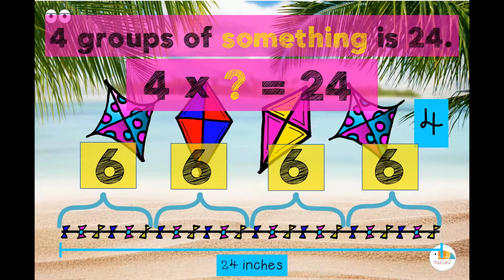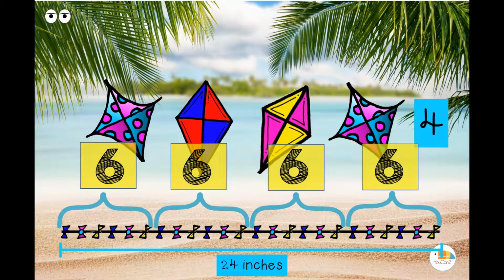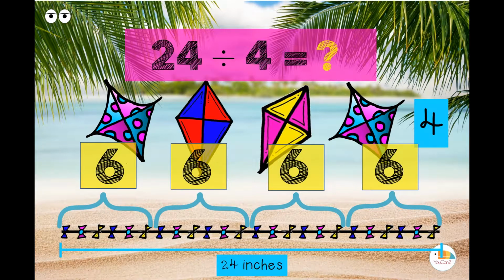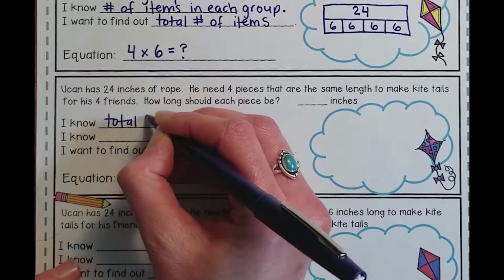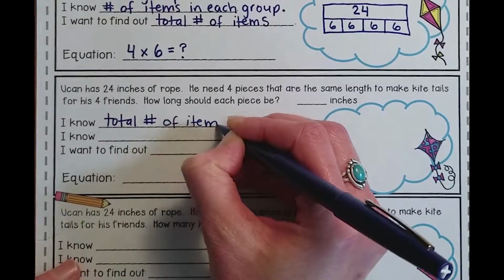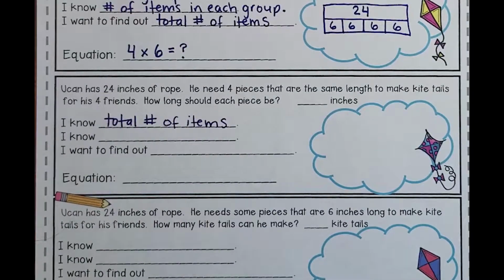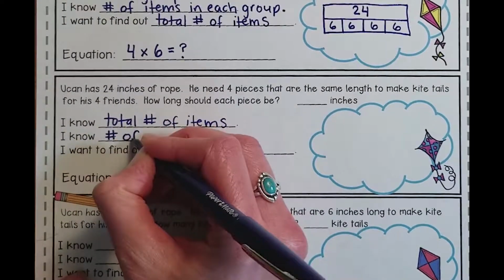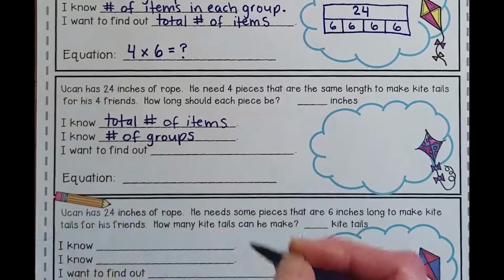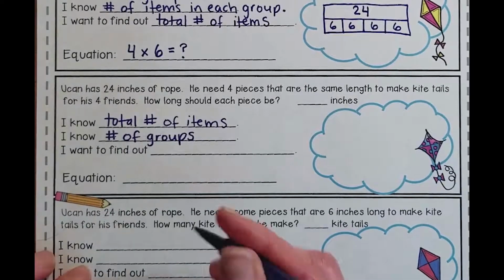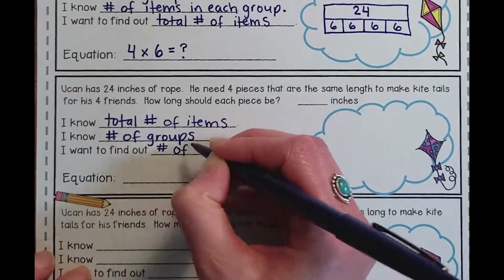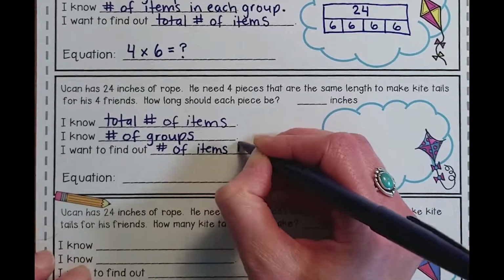I can think of it like this. 4 groups of something is 24, or 4 times something equals 24. Another way to think of it is 24 divided by 4 equals something. And I guessed and checked and found out that was 6. This time, Ucan knows the total number of items. He knows he has a rope that's 24 inches long. He also knows the number of groups. He knows he's got 4 friends, so he needs to break that 24-inch long rope into 4 equal groups. What he wants to find out is the number of items in each group.